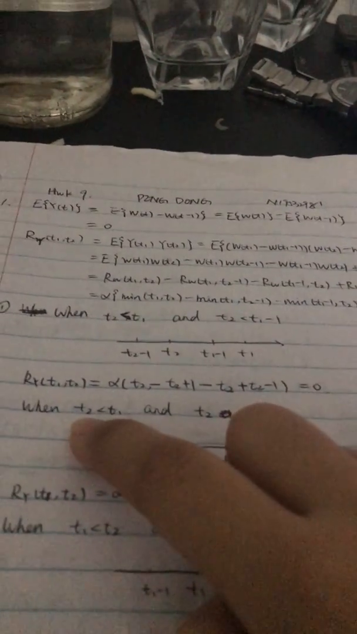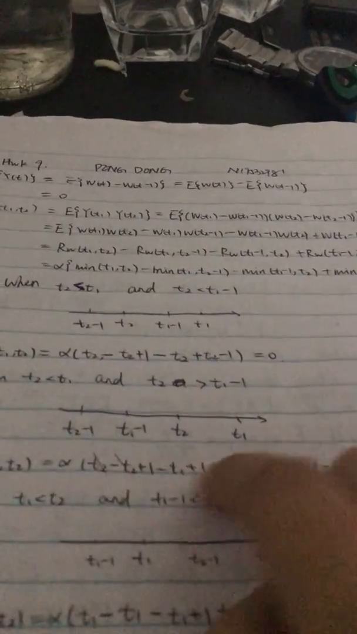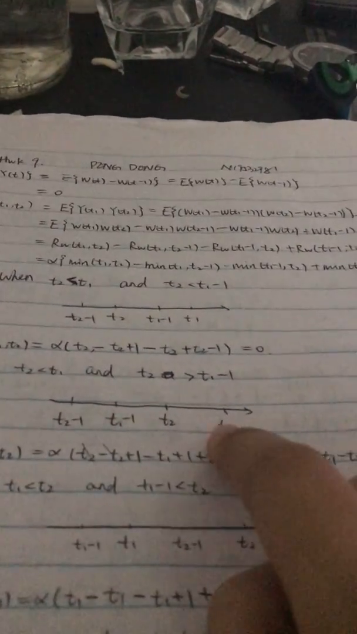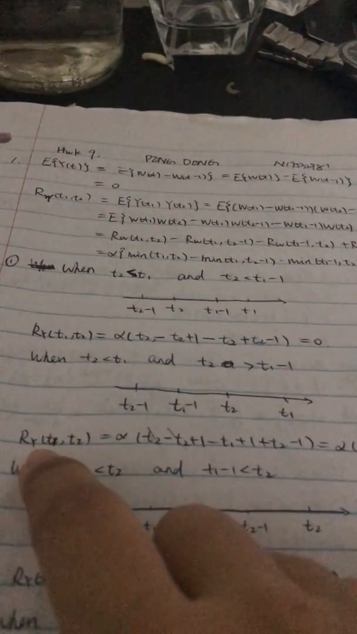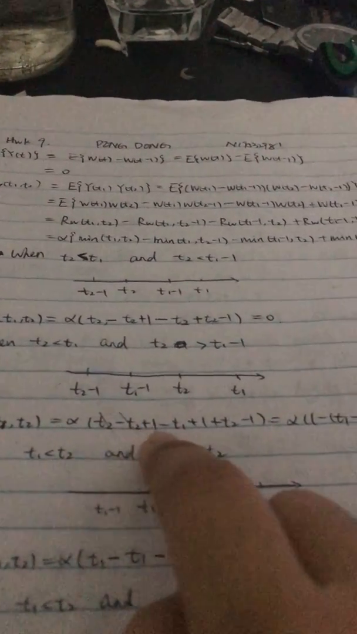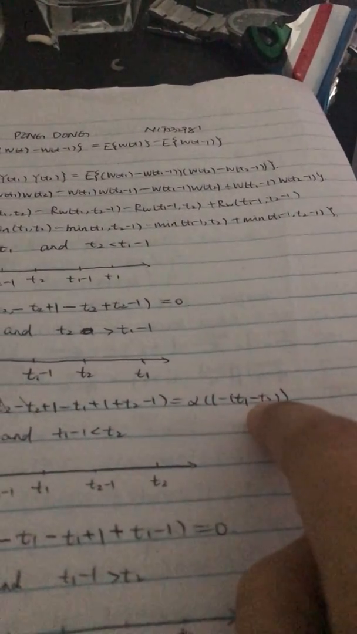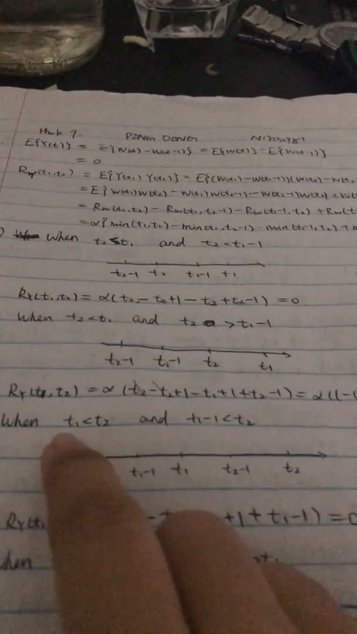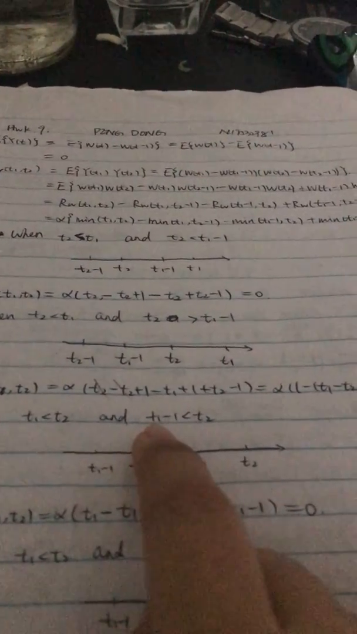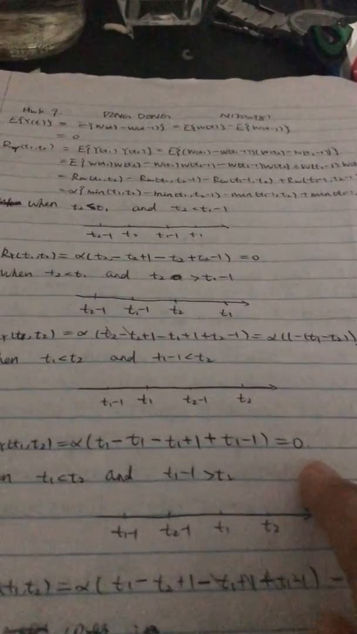And if t2 less than t1 and t2 greater than t1 minus 1, we have this figure here. So t1, t2, t1 minus 1, t2 minus 1. So R_Y(t1, t2) is equal to alpha times (1 minus (t1 minus t2)), like this. And if t1 less than t2 and t1 minus 1 less than t2, we have the figure here, then R_Y(t1, t2) is equal to 0.